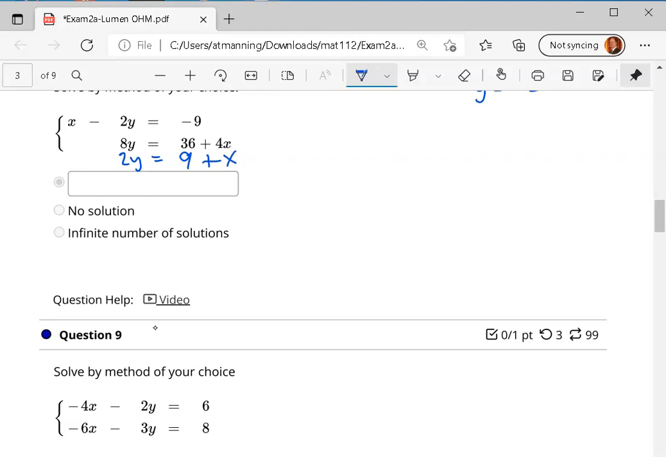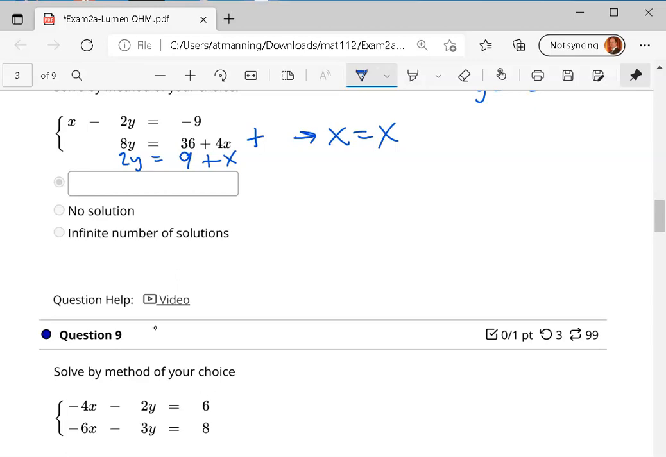Uh-oh. When I add these together, the y's cancel out and the 9's cancel out. Adding these together, what do I get? x equals x. That's always going to be true for these two equations.